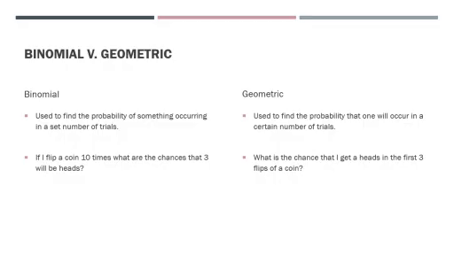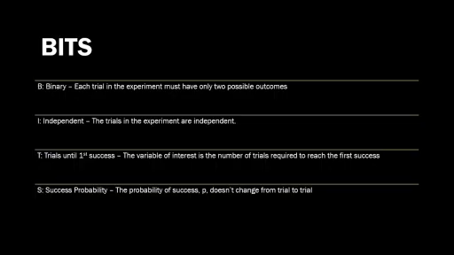The geometric probability is used if you want to see how long it will take for this event to occur. So if I'm flipping a coin, what's the chance that I get one heads in the first 3 flips? Within the first 3, and then you find that probability. Binomial uses bins, B-I-N-S. Geometric uses bits, B-I-T-S. Again, this is very similar.